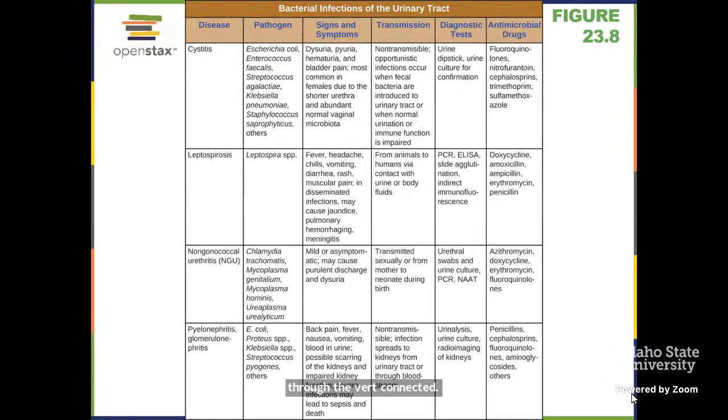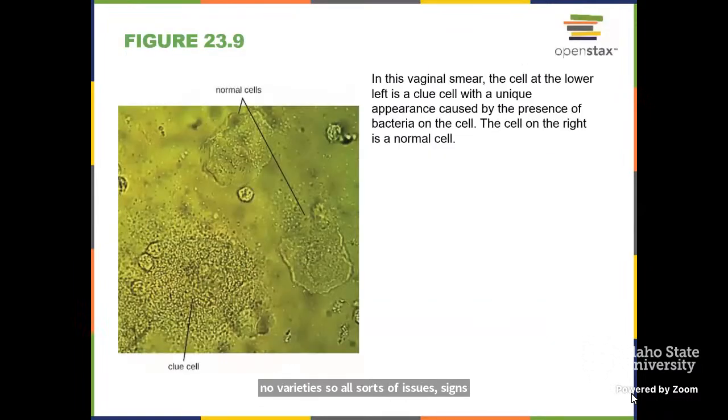Pyelonephritis and glomerulonephritis. I mentioned the glomerulonephritis with those complexes. Here's our pyogenes with that, but E. coli, Proteus, and some Klebsiella, they fit into the category with this also, and this is more infection, not immune complex, like we did with the nephritis. So all sorts of issues, signs, and symptoms with that.